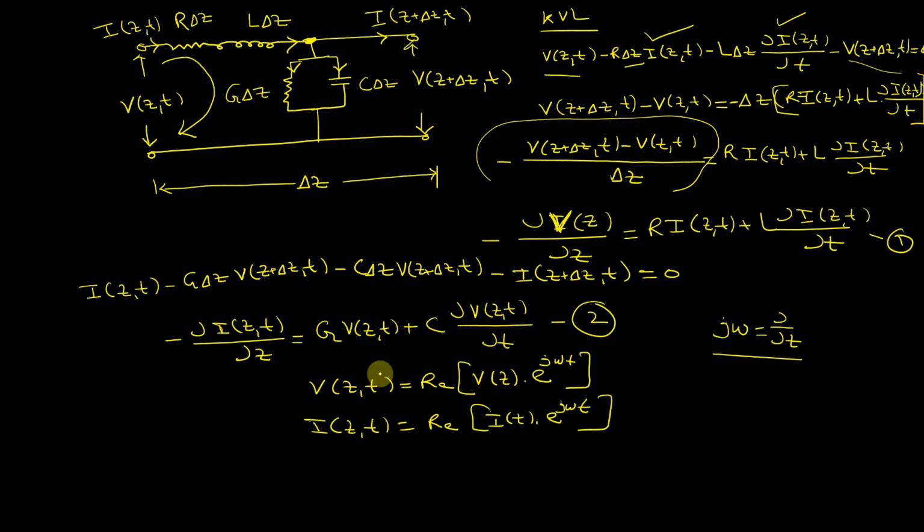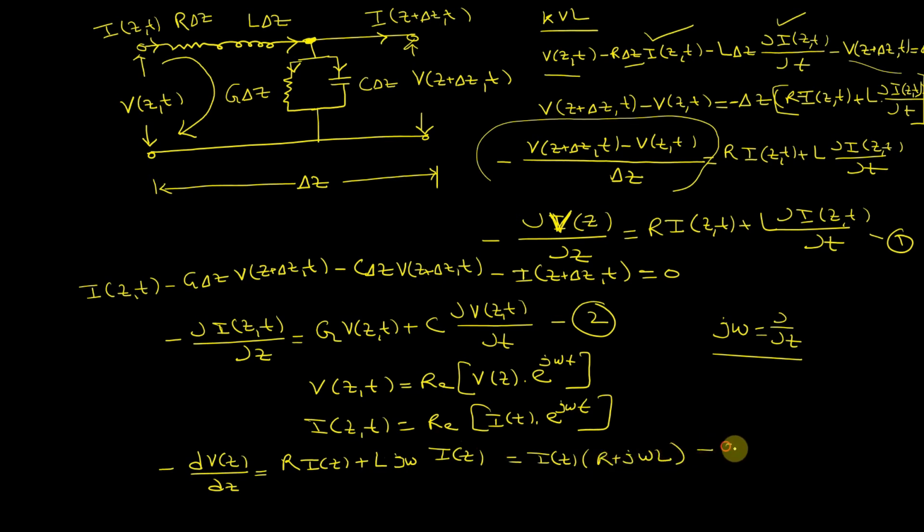So you can rewrite equations 1 and 2. For the first equation, dV(z) by dz is equal to R I(z), plus the curl by curl t replaced by L j omega I(z). Taking I(z) common, we get R plus j omega L times I(z). This is equation 3, the modified version of equation 1.